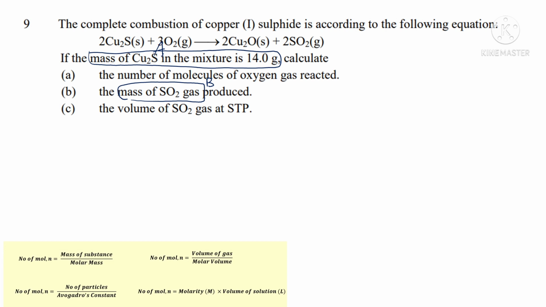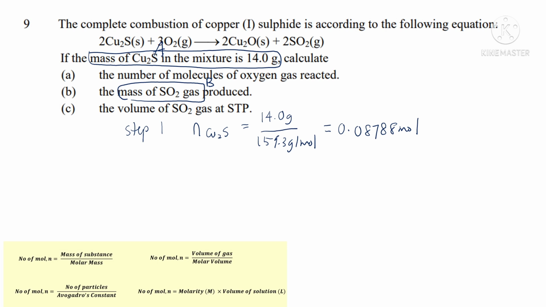So again, step number 1, we calculate the number of moles of copper sulfide. We use the formula mass divided by the molar mass to give us the number of moles of copper sulfide as 0.08788 mole.